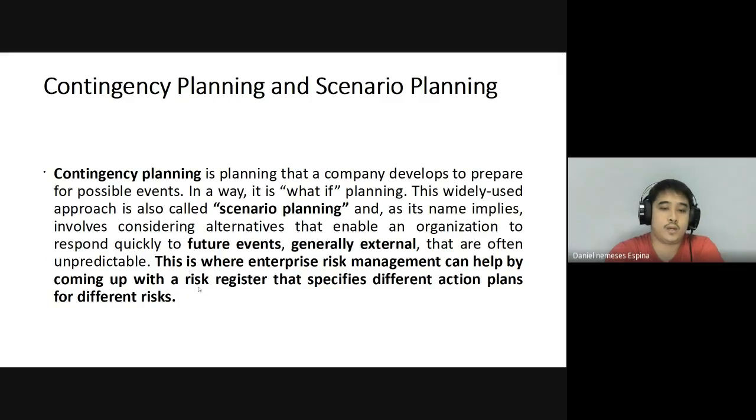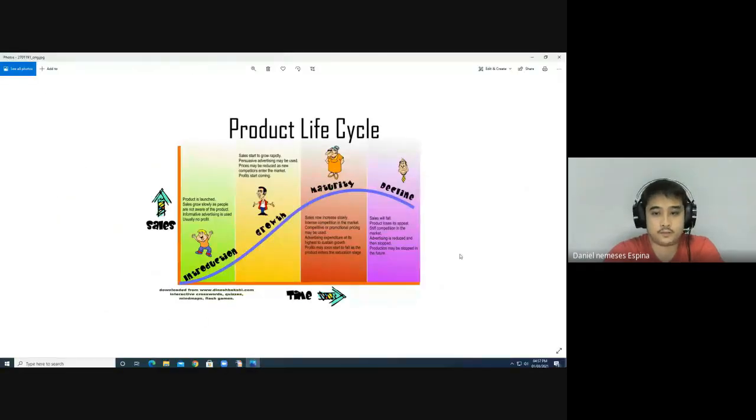So this is where the risk management can help by helping the company come up with a risk register that specifies different action plans for different risks. So whether to avoid the risk, to accept, to mitigate or lessen, or perhaps we can transfer the risk. So it is shown in the risk register.